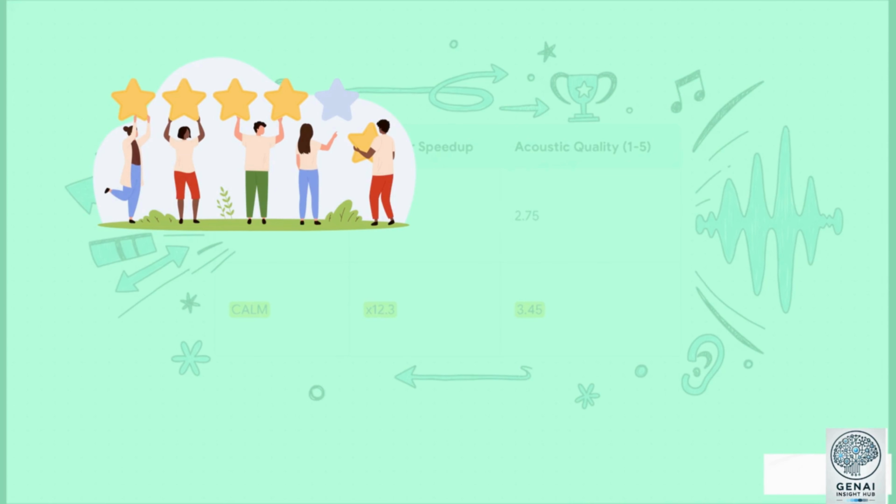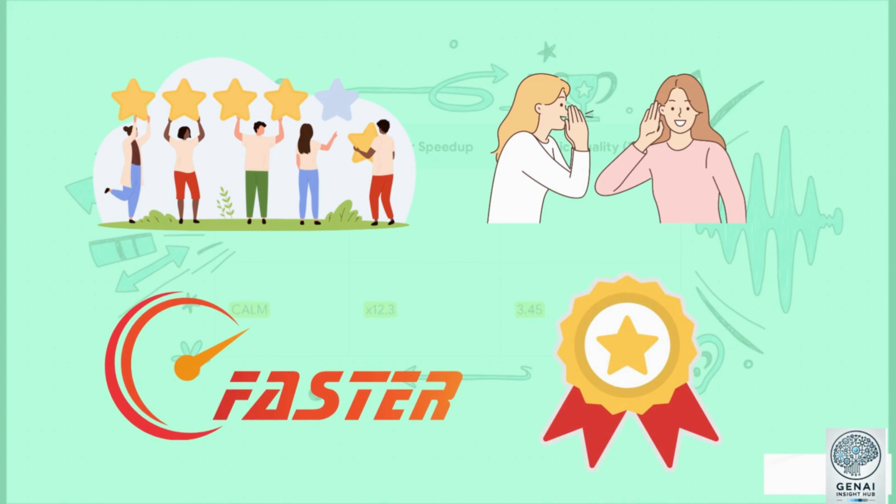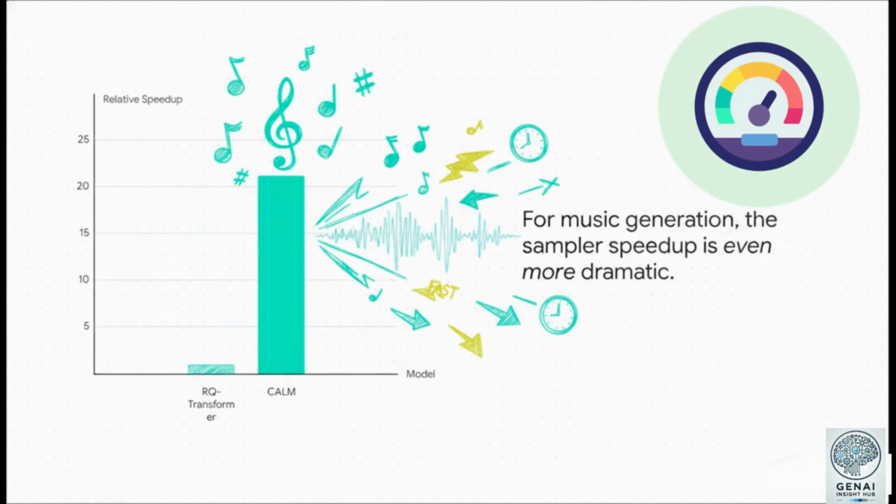Real people listened to both and said Calm sounded significantly better. So it's a massive win-win, way faster and higher quality. And okay, if you thought that was good, look at the music results. It's even more staggering. The speed up here is a mind-blowing 19.3 times faster than the old Discrete model.